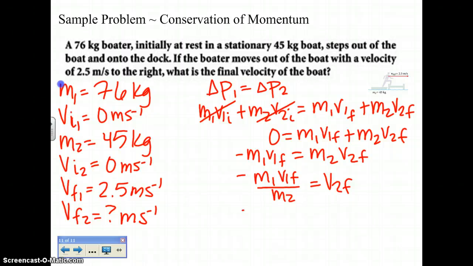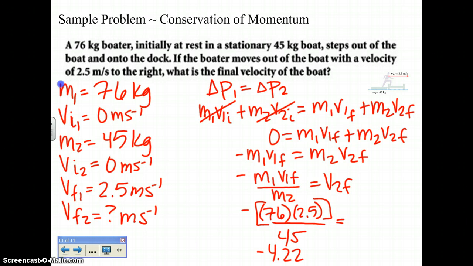So this should be negative quantity 76 times 2.5, all of that, over 45. Plug that into your calculators, please. 76 times 2.5 divided by 45. That should give you a negative 4.222. I'm going to write the final answer just right here, although you do understand it should be the next line.